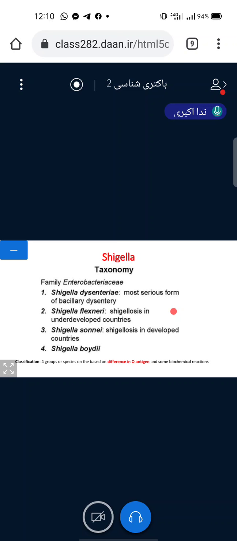Shigella dysenteriae. Number 2 or B, Shigella flexneri, the cause of shigellosis in underdeveloped countries. Number 3, Shigella sonnei, the cause of shigellosis in developed countries. And Shigella boydii, number 4. We have 4 categories, 4 classes of bacteria which are classified based on O antigen.